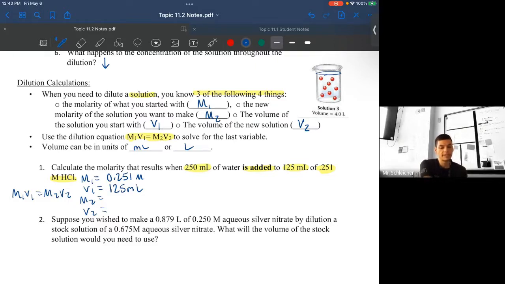Do I know my second concentration, my second molarity? No, because it says calculate the molarity that results, which means I don't know my final molarity that results yet. I'm being asked to calculate it. So I can write a question mark for that for now.